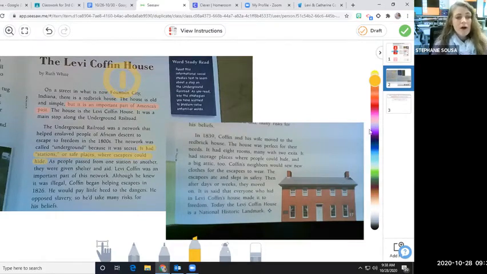Awesome. What else? What did someone else find as an important fact that proves the Levi Coffin House was an important part of America's past? What sentence did you highlight? We're going to talk about both of your records. Alejandro?